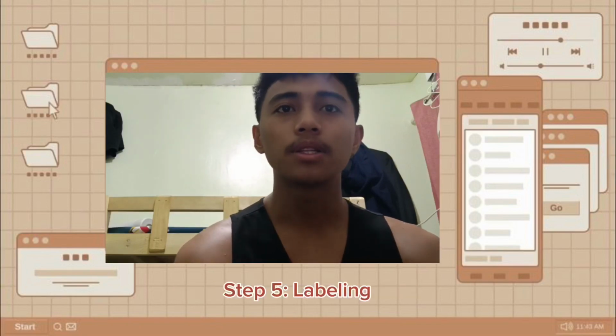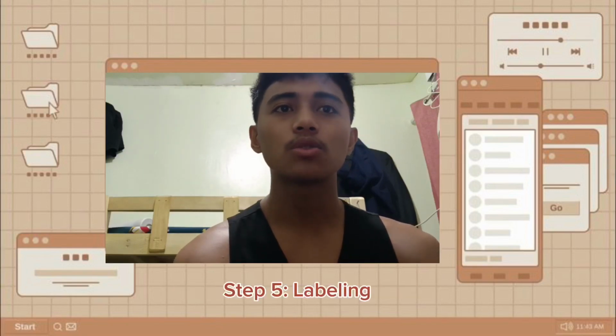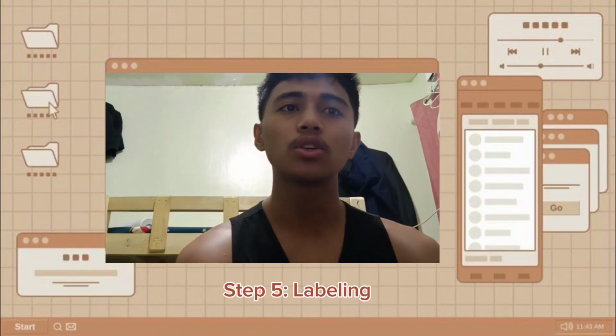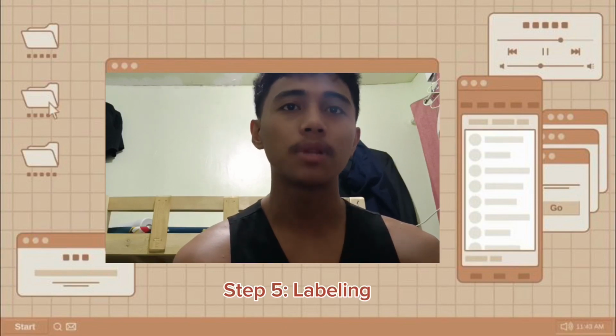Number 5, we have the labeling. Label each sector with the name of the category it represents. You can also include the percentage or actual value of each category, if applicable.